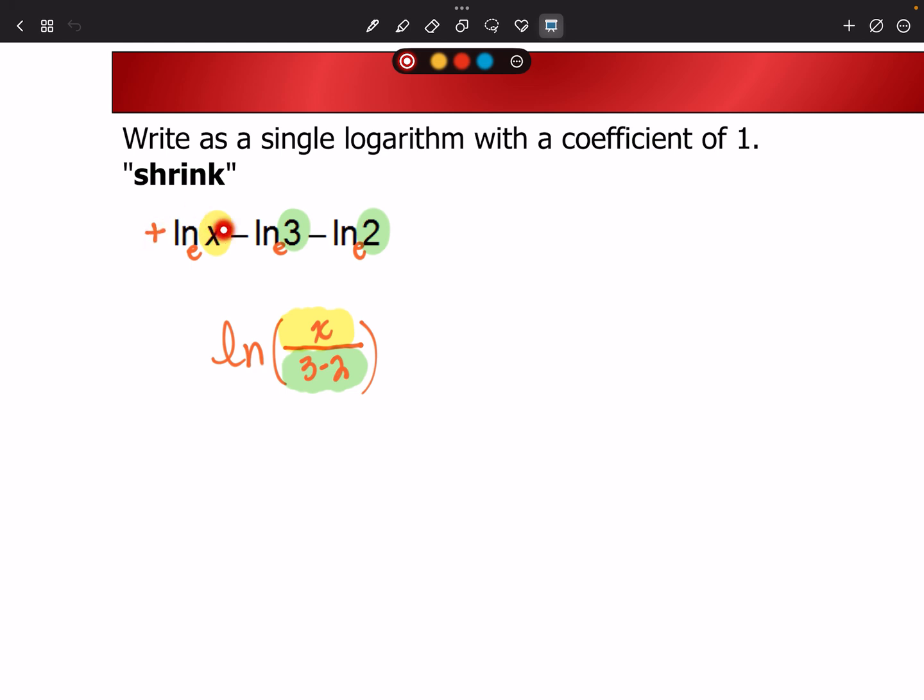X is a positive log. X goes in the numerator. 3 is a negative log, so it goes in the denominator. 2 is an argument of a negative log. It goes in the denominator, so we will have 3 times 2. That is a multiplication symbol. And that will be the natural log of x over 6. Now you can write it like that, or like I do, you can put the parentheses around the argument to make it very clear what the argument is.